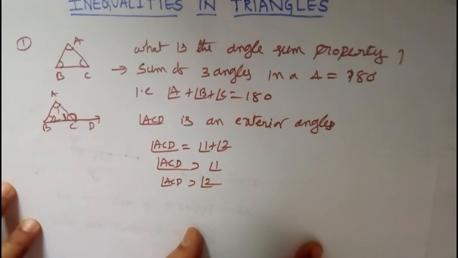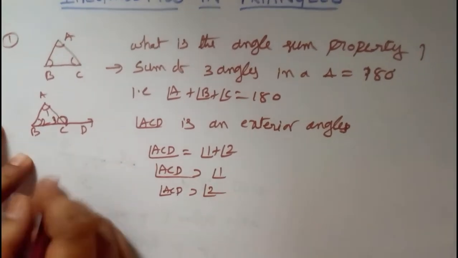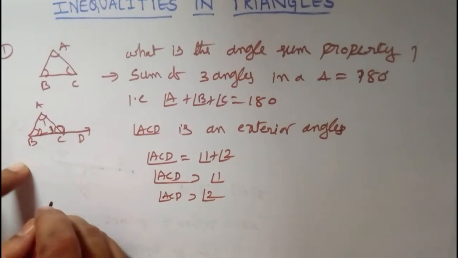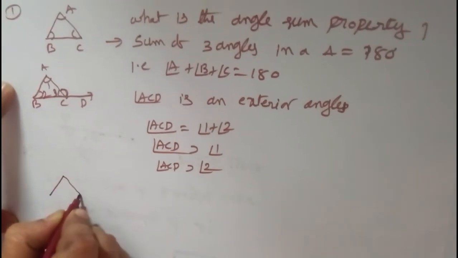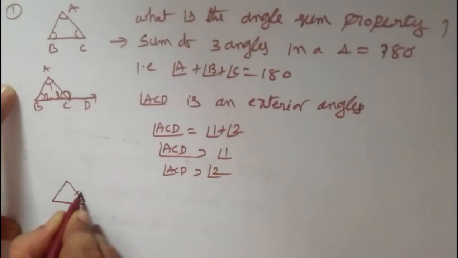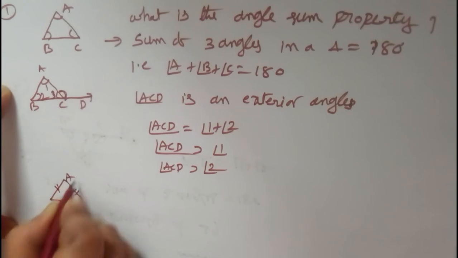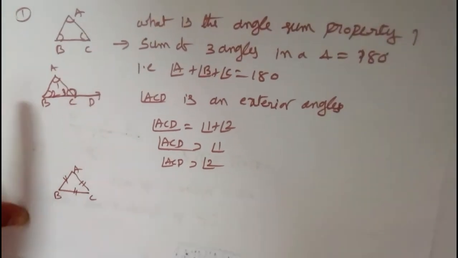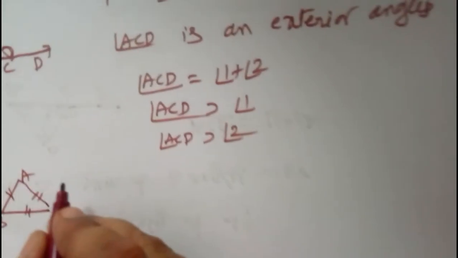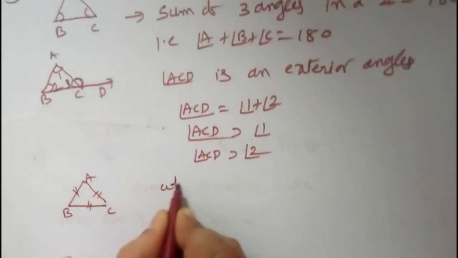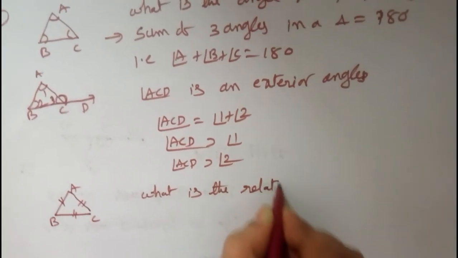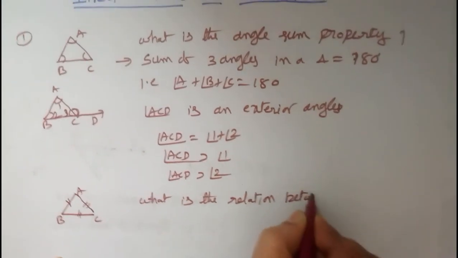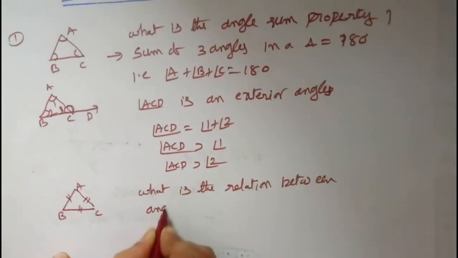Now, what is an equilateral triangle? A triangle in which all the three sides are equal is called an equilateral triangle. What is the relation between angles and sides?